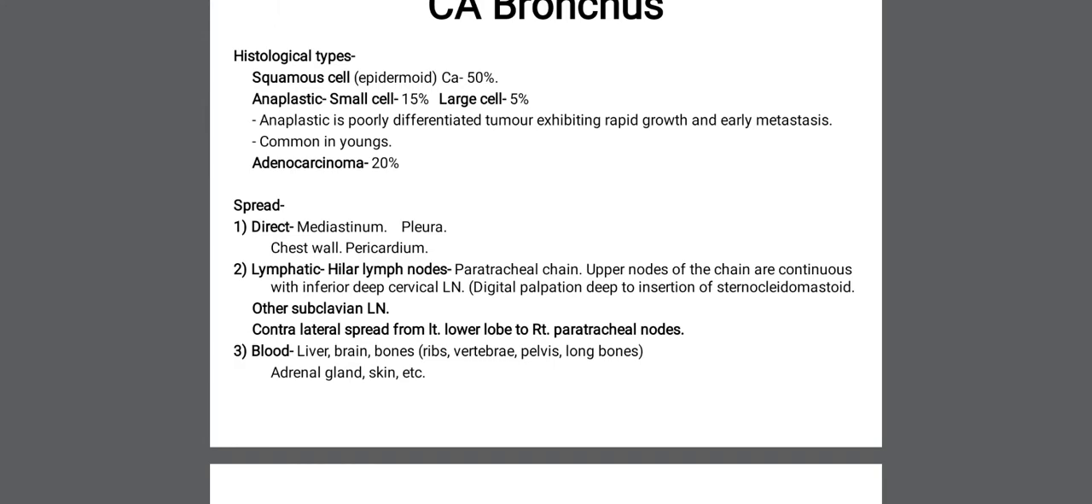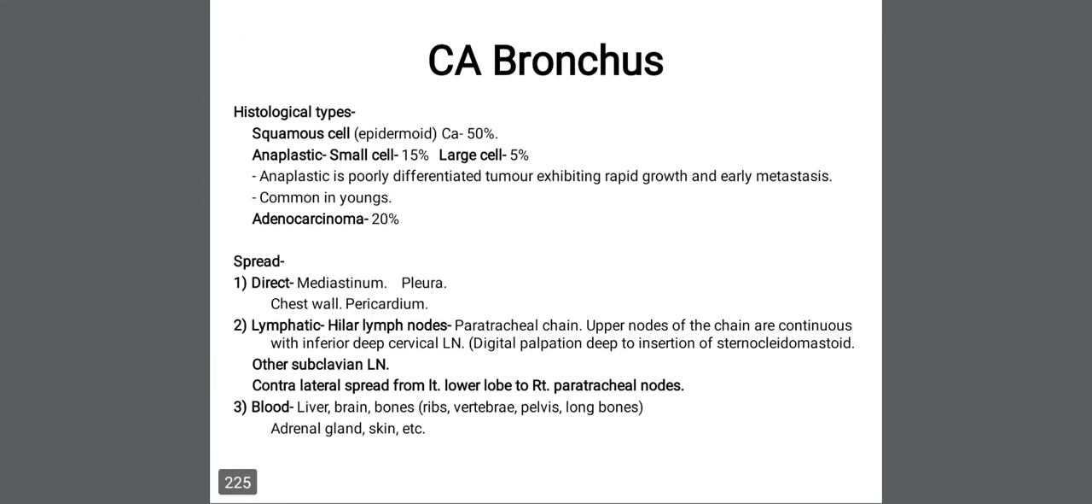So this is the lymphatic spread, and the last one is by bloodstream, that is to the liver, the brain, then to the bones. Bones include mostly ribs, vertebra, pelvis, and long bones. It may spread to the adrenal glands and skin. So this is the spread of CA bronchus.